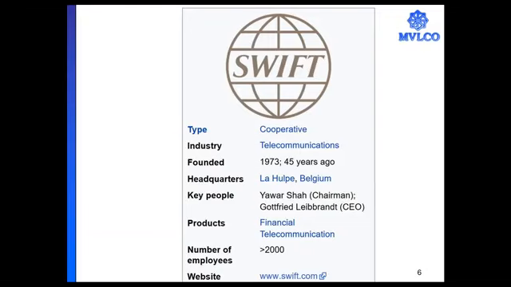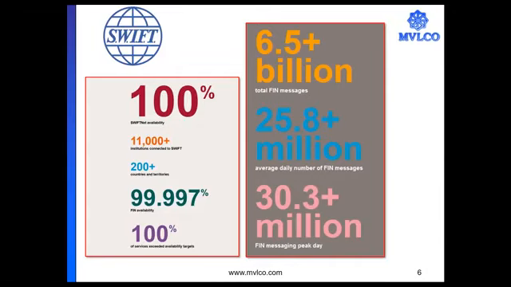Swift messaging services are trusted and used by more than 11,000 financial institutions across the globe, in more than 200 countries. In May 1973, 239 banks from 15 countries came together and decided to build a common messaging system. And in May 1977, the messaging system which you see today clicked into life. Six months later, they had more than 518 members. Today, they have more than 11,000 members, spread across 200 plus countries.